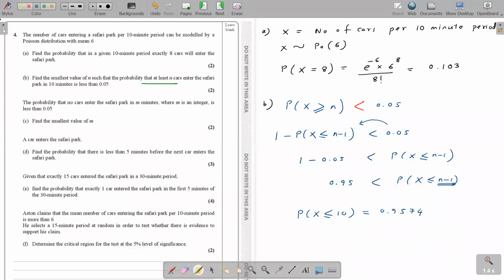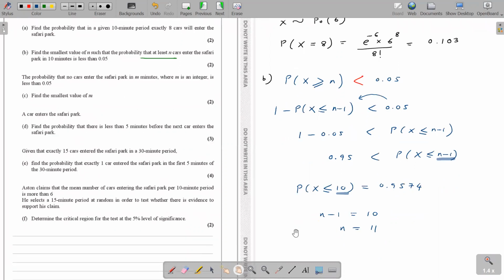So which means what? The n minus 1 value is equal to 10, because we need to have n minus 1 here. So n minus 1 is 10, which means n is equal to 10 plus 1, n is equal to 11. Okay, so these are exercises that you do in the S2 book. You should be familiar with these techniques because it's done in the S2 book.